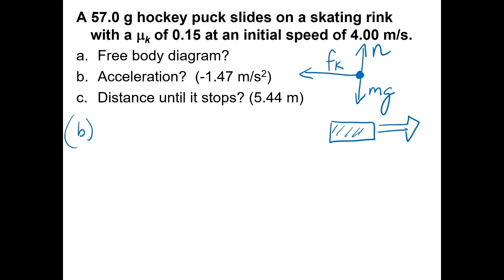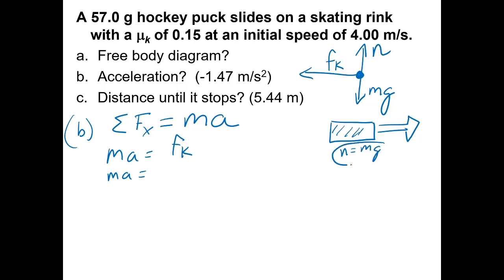Right, so let's see what's going on here. The sum of the forces in the x direction will be ma. You say, well, why not 0? There's no other force here, so it has to be, and reasonably, it's going to slow down. We all know that. So ma equals the force of kinetic friction. Now, normal goes up and mg goes down, so I don't think it's unreasonable to say that normal equals mg. So the force of kinetic friction is mu k times the normal.